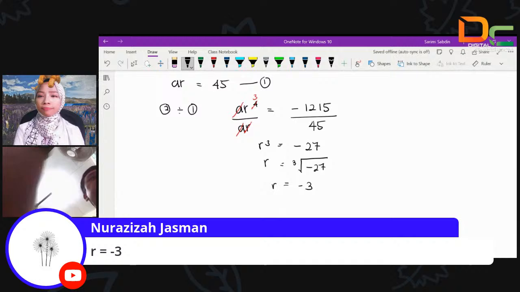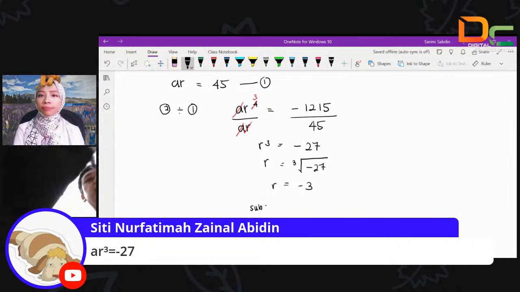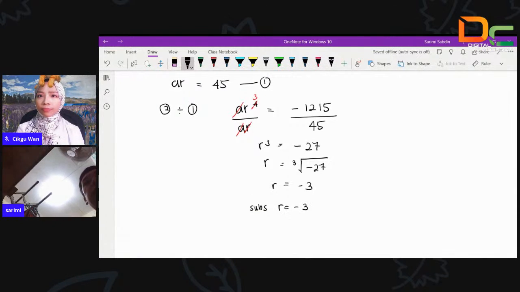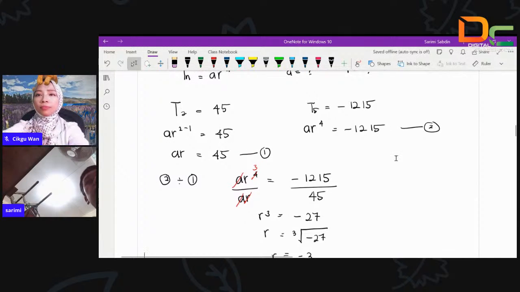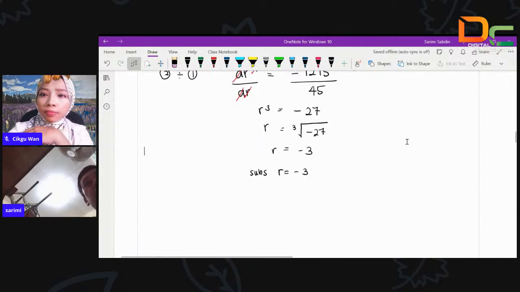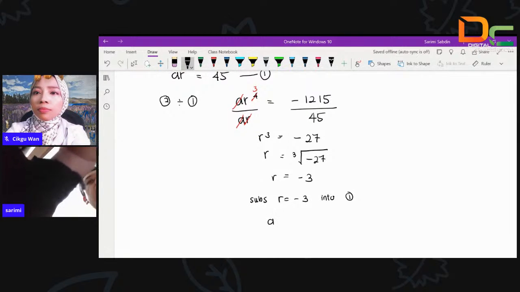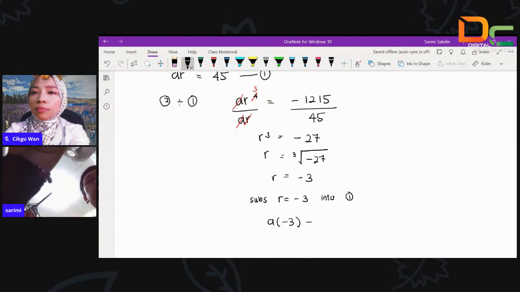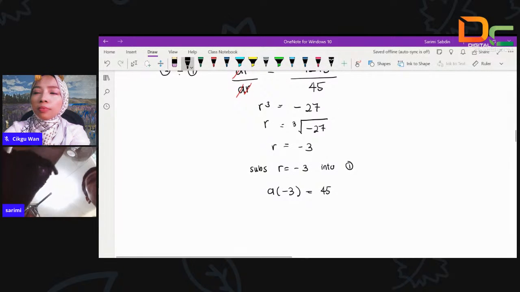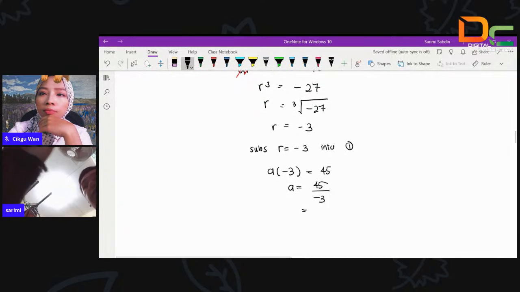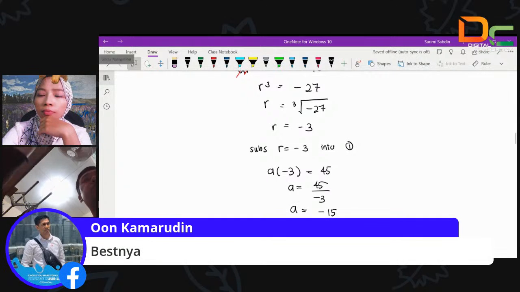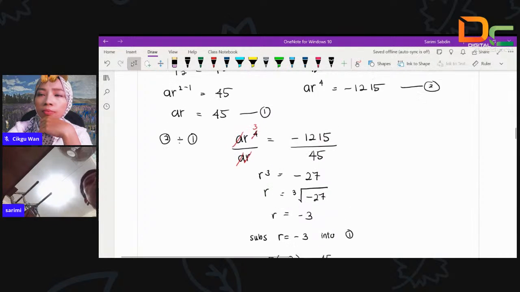To find A, we can substitute this value of R, R equals negative 3, into either the first or the second equation. For this example, I will substitute into the first equation. So A times negative 3 equals 45, so A equals 45 over negative 3. So A equals negative 15. So A is also settled.